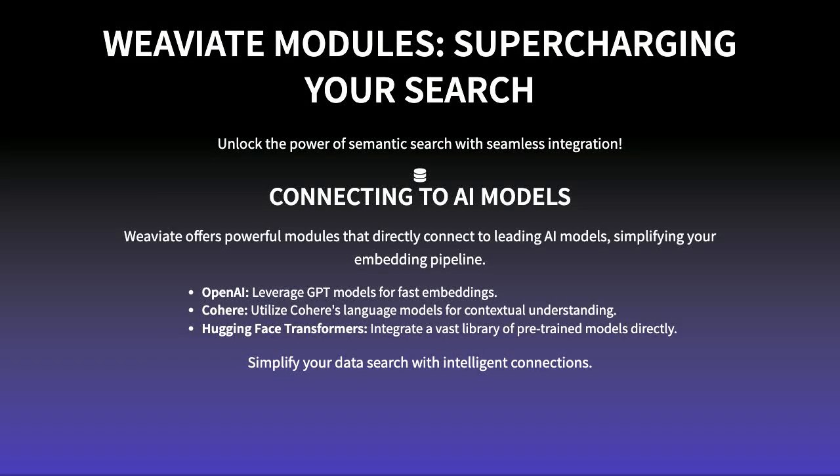Okay, let's talk about how Weaviate makes it really easy to connect your vector database to some of the coolest AI models out there. We've got modules specifically designed for OpenAI, Cohere, and even Hugging Face transformers. This means you can quickly generate embeddings, essentially numerical representations of your data, using these powerful language models. It's a fantastic way to boost the accuracy and relevance of your searches. Think of it as building a bridge between Weaviate and your favorite AI tools.